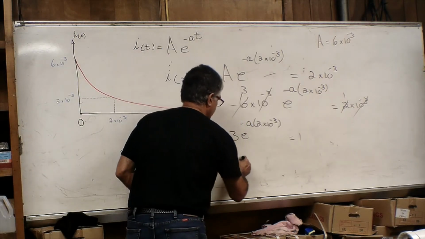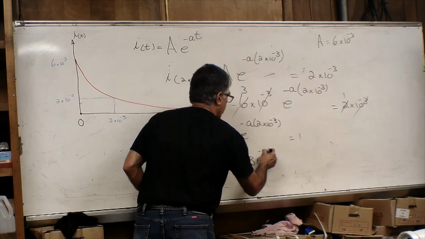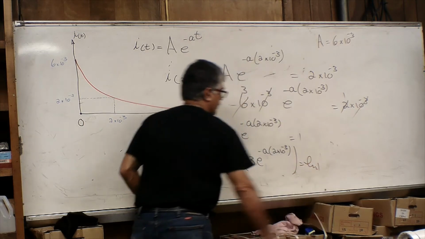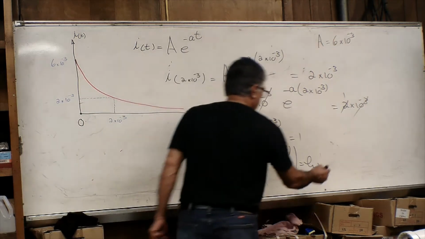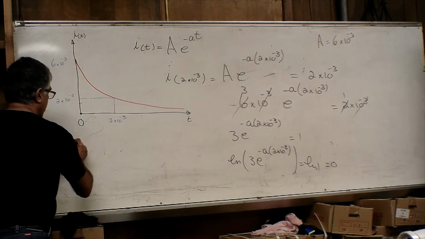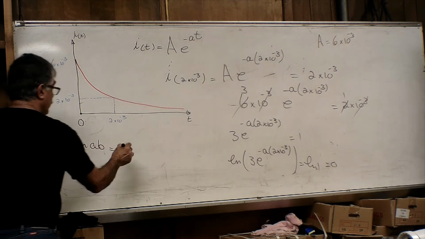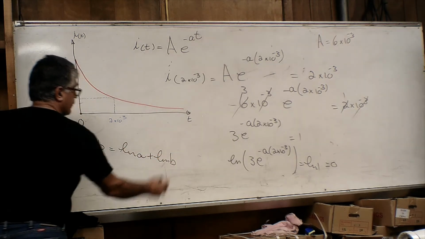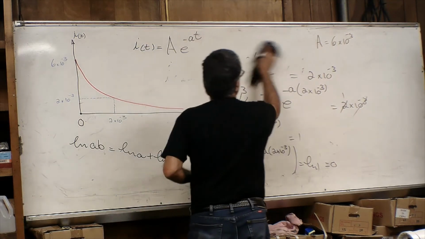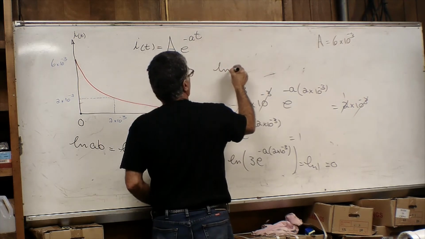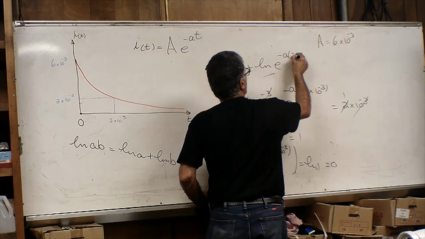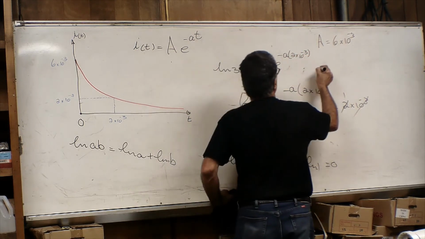So here we are going to have natural log of 3 times e to power minus a times 2 times 10 to power minus 3 is equal to natural log of 1, and natural log of 1 is equal to 0. Now we can use the natural log formula. We know that natural log of a multiplied by b is equal to natural log of a plus natural log of b. Using that formula, we can simplify this as natural log of 3 plus natural log of e to power minus a times 2 times 10 to power minus 3, which is equal to 0.